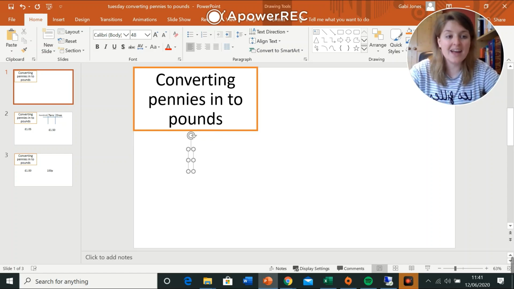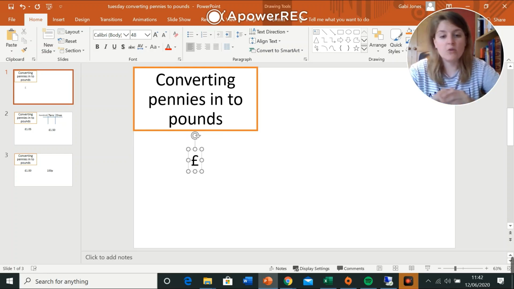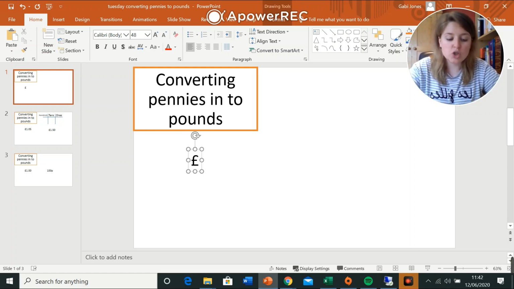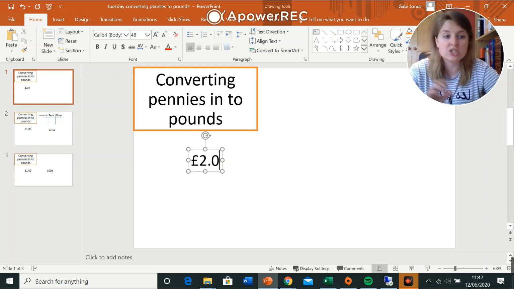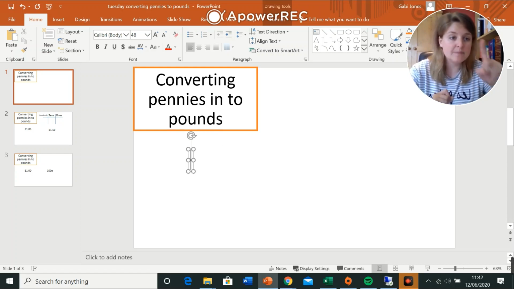£2 and 9 pence. So I've got my pound sign. I've got £2. That's the end of my pounds, so I put my point in. And 9 pence. So I do my 0 because I haven't got any tens. It's just a 9. It's not 19. It's not 29. It's not 39. It's just a 9. And then I put my 9. £2 and 9 pence. Last one.